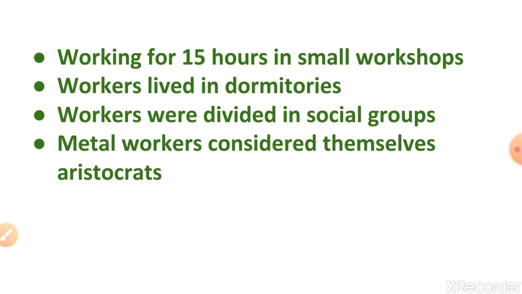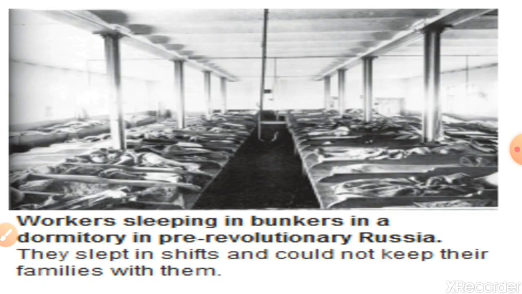Workers were divided into social groups. They were divided on the basis of their skills. The metal workers considered themselves aristocrats. The reason for this is their occupation demanded more training and skill. So see, here is the picture of a dormitory where the workers slept. No special room housing facilities were given to them. A big hall to sleep.